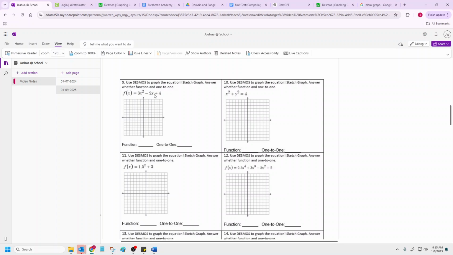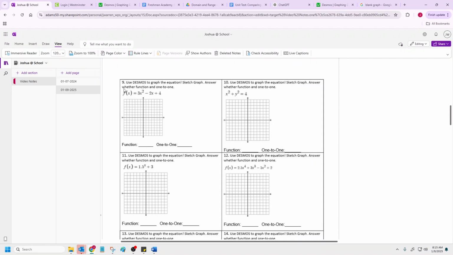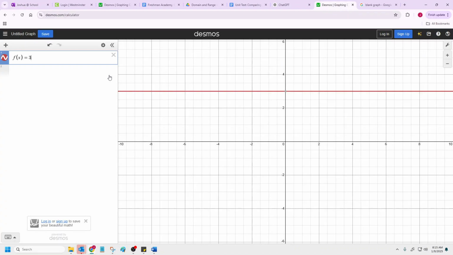F of x equals 3x squared minus 2x plus 4. So you're going to type f, and then you're going to do shift 9, that's your parentheses. Then you're going to write x, then you're going to go shift 0, that's the other parentheses. You're going to type the equal sign, and then you're going to write the equation. What was it? It was 3x squared. So you're going to type 3x.